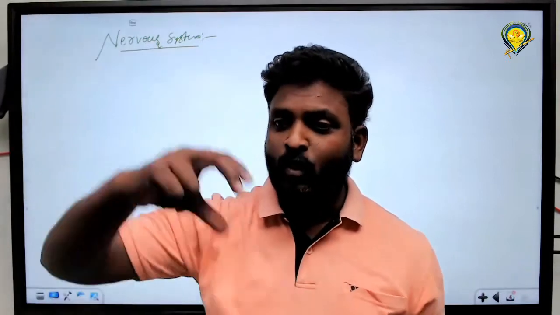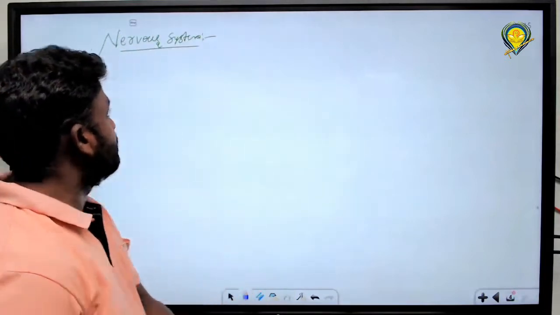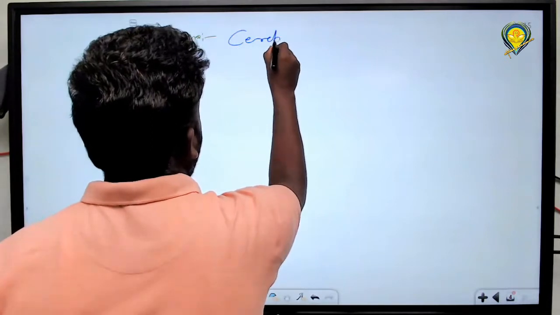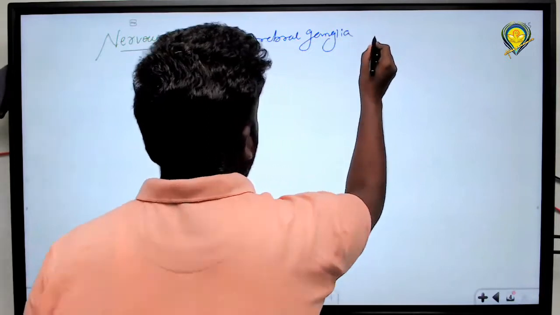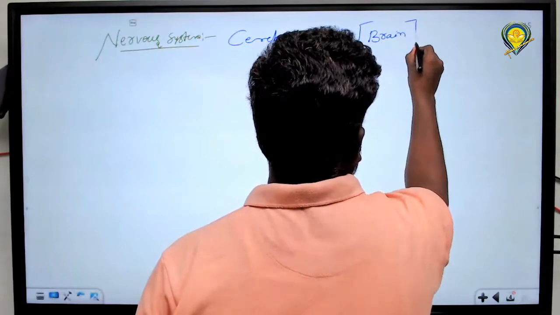And you have to know another thing about the nervous system. The brain is simply called cerebral ganglia, which is arranged ladder-like. I will show you that. Please write it. Cerebral ganglia. In bracket, brain or spinal cord it is. That's it.